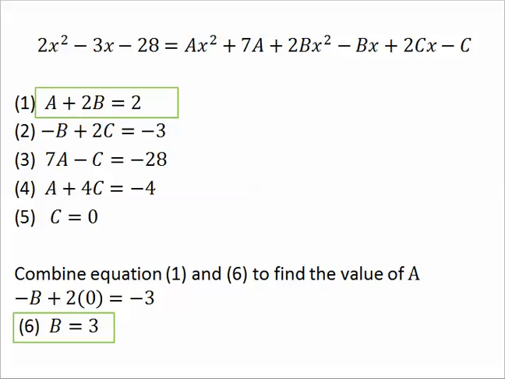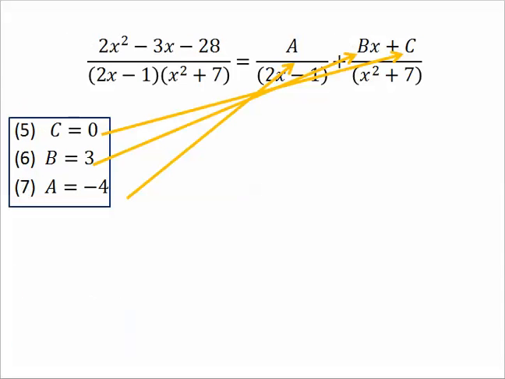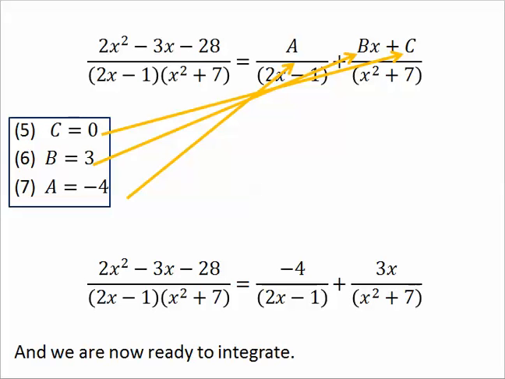Now I combine b equals 3, that equation, with equation 1. If b equals 3, what do we get in equation 1? Equation 1 tells us, with b equaling 3, that a would have to be negative 4. So I have that c equals 0, b equals 3, and a equals negative 4. Make that substitution, and we are now ready to integrate.